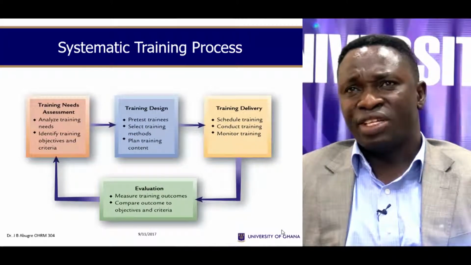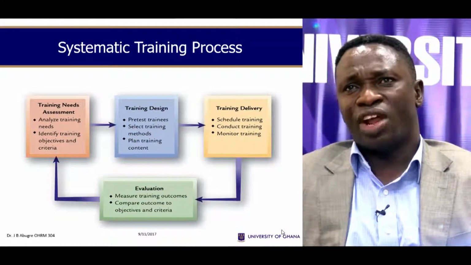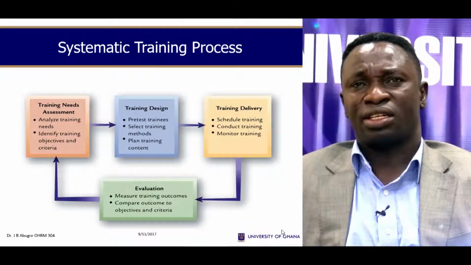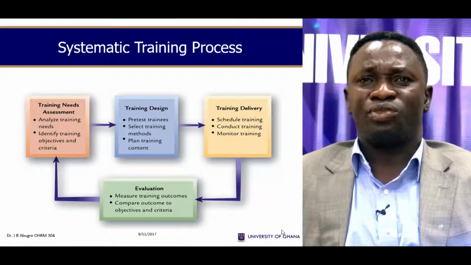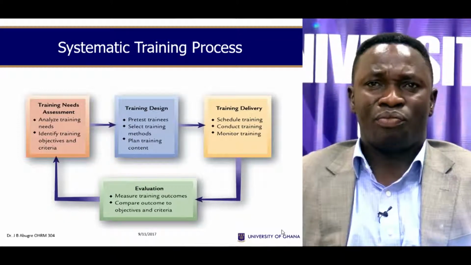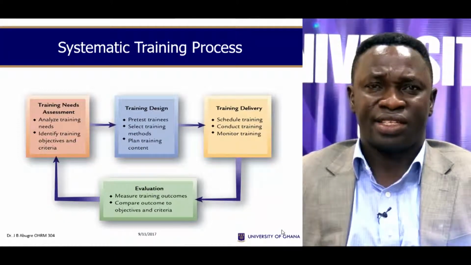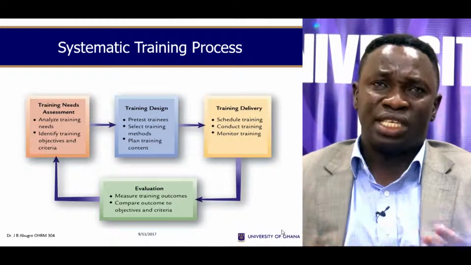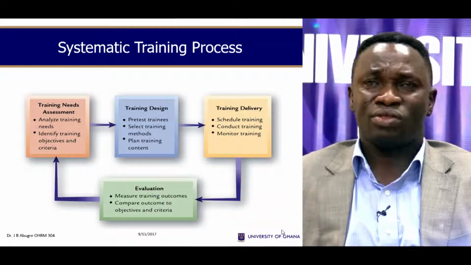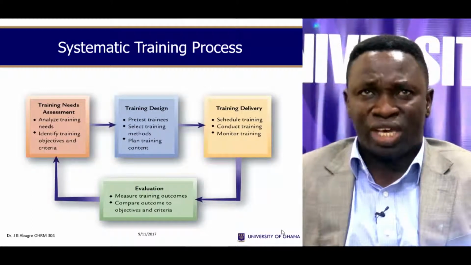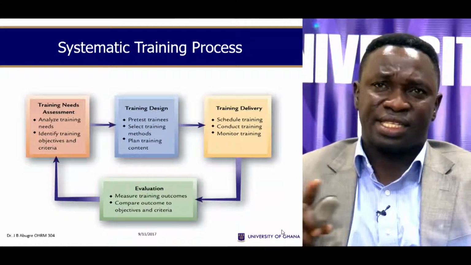Under the training delivery, we schedule training, we conduct training, we monitor training. Then in the evaluation process, we measure training outcomes and compare the outcomes to objectives and criteria. Then we see whether the training needs assessment was of benefit or not. So the systematic training process is cyclical.